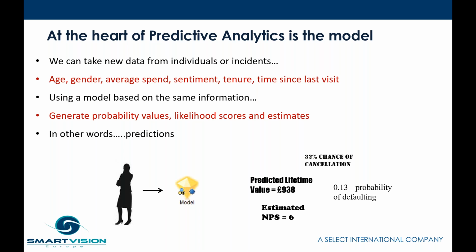We're generating estimates and likelihoods, or more loosely described, predictions. So we can look at an individual, we can pass an individual through this pattern that the model represents in the data, and it will estimate or create a prediction or an outcome, such as people's estimated net promoter score or the probability of defaulting or their predicted lifetime value, or the chance of cancelling an appointment or something like that. So there's lots and lots of different outcomes we can generate from that. But the point about the model is to create these numbers.